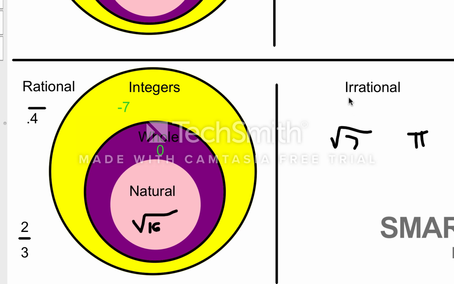And finally, the opposite of rational is irrational. The main ones that we study here in 8th grade are square roots that aren't perfect or cube roots that aren't perfect, and numbers, of course, like pi.